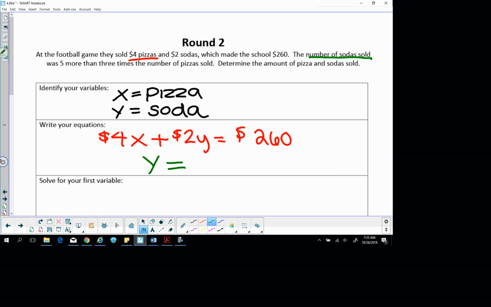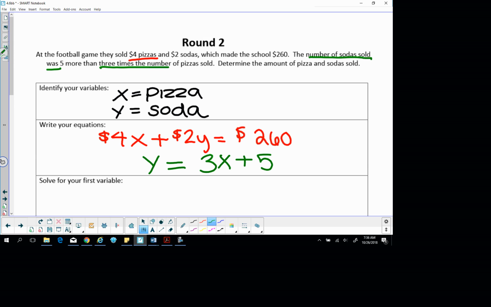So the number of sodas sold was 5 more. So if I have 5 more than you, plus 5, 5 more. You can do it on this side too if you want to do y equals on this side. But y, you mean plus 5? Why is it on the opposite side? Because it's 5 more than 3 times the number of pizzas. So how do I know pizzas is my x, and if it's 3 times that, what would be next to it? A 3. All right. And so it's 5 more than 3 times the number of pizzas.